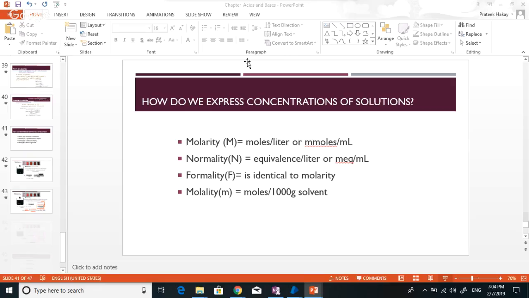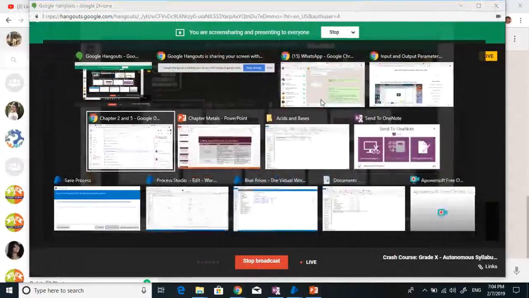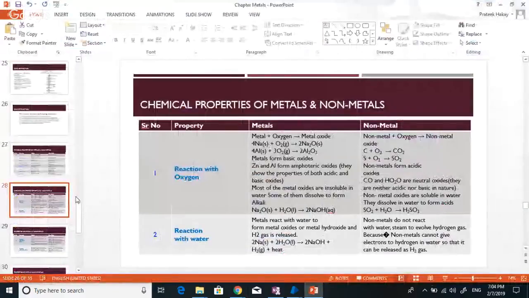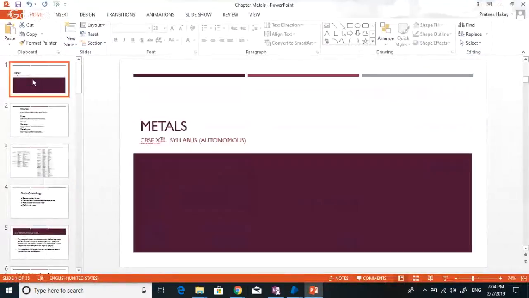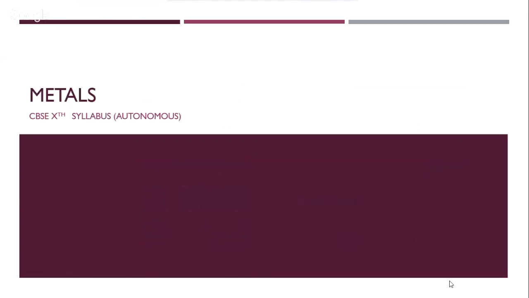Let's understand the metals chapter now. Yeah. So the metals chapter actually deals with three major portions. The first is to understand what are metals and non-metals. Second is the entire metallurgy, the extraction process. And third is some important compounds and their reactions. So the metals chapter, in the autonomous syllabus, is three broad sections or spectrums.